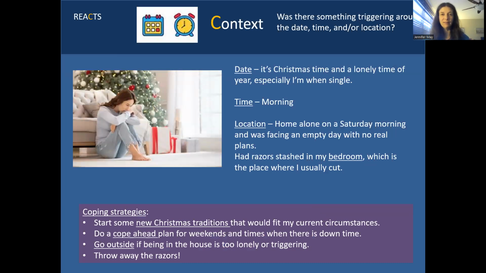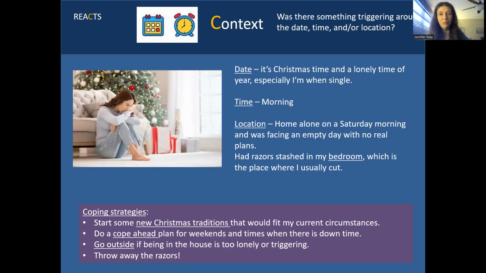Okay, the C of reacts, context. Was there something triggering around the date, time, and/or location? Yes. Christmas season could be very triggering for a lot of people, holiday time, and all the comparisons that come up because of that. So in this case, it's Christmas time. I'm lonely, especially when I'm single.